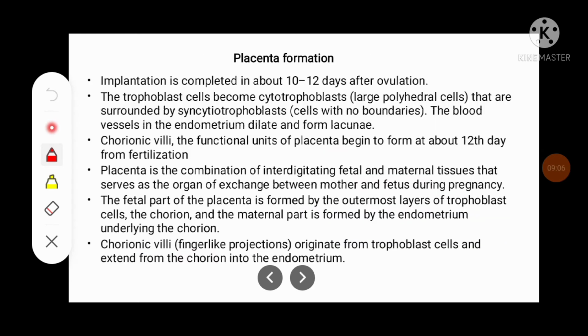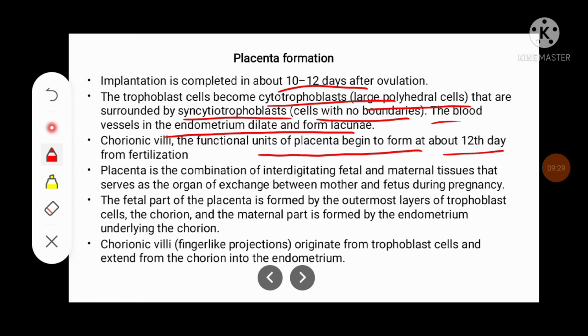Implantation is completed in about 10 to 12 days after ovulation. The trophoblast cells become cytotrophoblasts, that is large polyhedral cells that are surrounded by syncytial trophoblasts. So these are the cells with no boundaries. The blood vessels in the endometrium dilate and form lacunae. Chorionic villi, the functional units of the placenta, begin to form at about the 12th day from the fertilization.